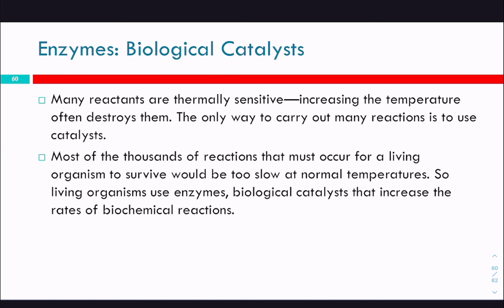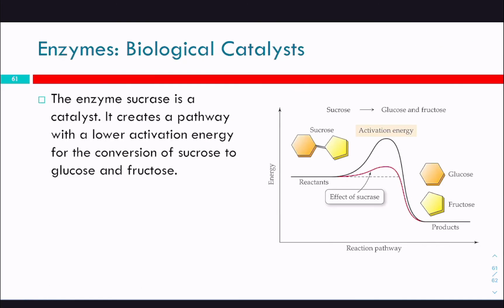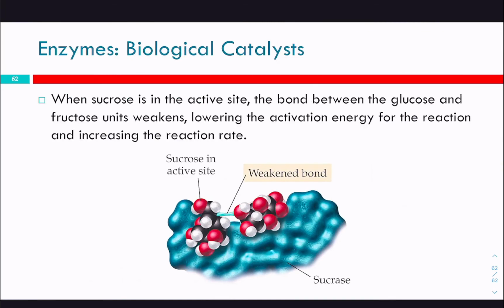So catalysts are necessary. And for living life, that's redundant. All of the reactions that keep us alive, that keep every living thing alive, would be too slow without catalysts. And so biological catalysts, called enzymes, increase those reaction rates. And some of them work in really cool ways. So the enzyme sucrase is a catalyst, creates a pathway with lower energy for the conversion of sucrose into glucose and fructose, because every sucrose molecule is made up of a fructose and a glucose linked together. Decreases the energy, breaks it down much faster. The way it does that is actually by grabbing onto the glucose and grabbing onto the fructose, and then holding them in a way that strains the bond between those two molecules, and allows it to be broken more easily.